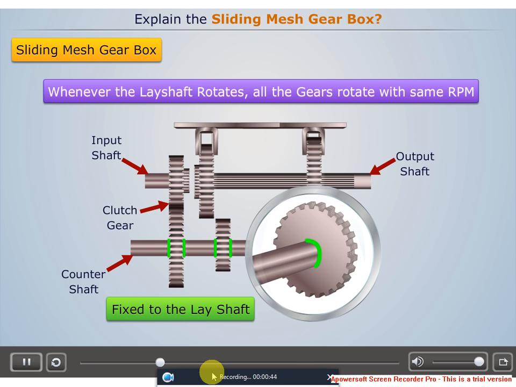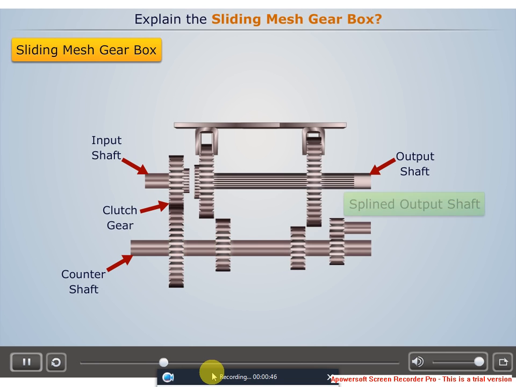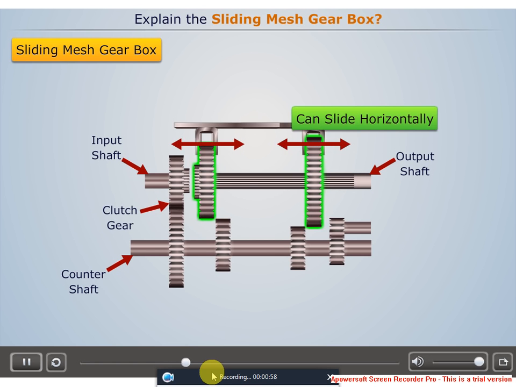rotate with the same RPM. The splined output shaft has two different size spur gears mounted on it. These two gears are mounted in such a way that they rotate with the output shaft, but can slide horizontally along the splines of the output shaft.